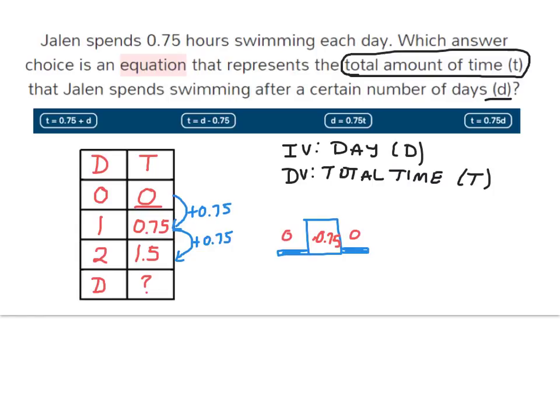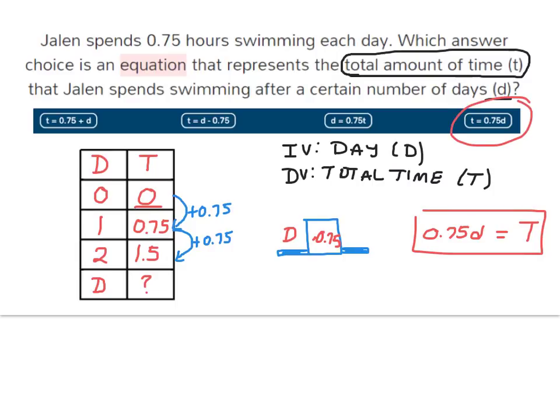So now let's go ahead and plug in d into the machine, and when it pops out of the machine, we get 0.75 times d. But because they want an equation, we have to make sure we set it equal to t. So the total time is equal to 0.75 times d. And that's the equation. And the equation that represents that would be the last choice right here.